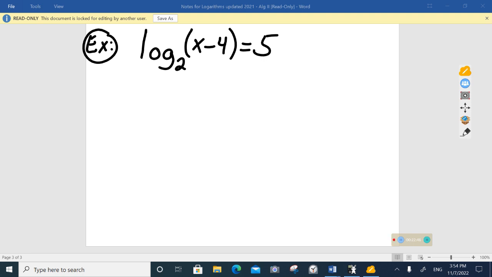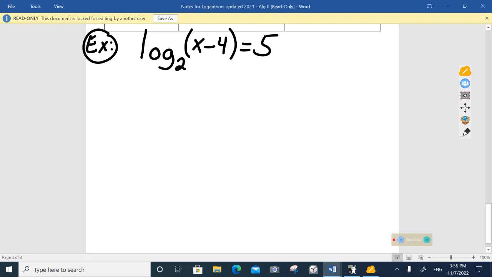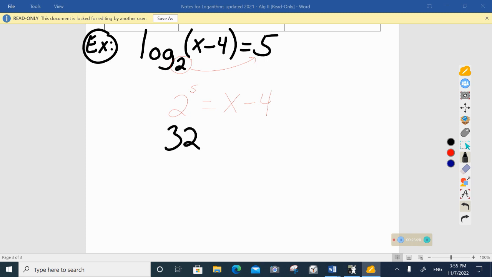Okay, I've got another example. This time it just has one logarithm. When you have one logarithm, and it's just one log because there's no number out front, it's just one. What you're going to do is rewrite the logarithm as an exponential. So I'm going to take the base of the log, raise it to the opposite power, and set it equal to what is on the inside of the log. So 2 to the 5th means 2 times itself 5 times, so that becomes 32. And that equals x minus 4.